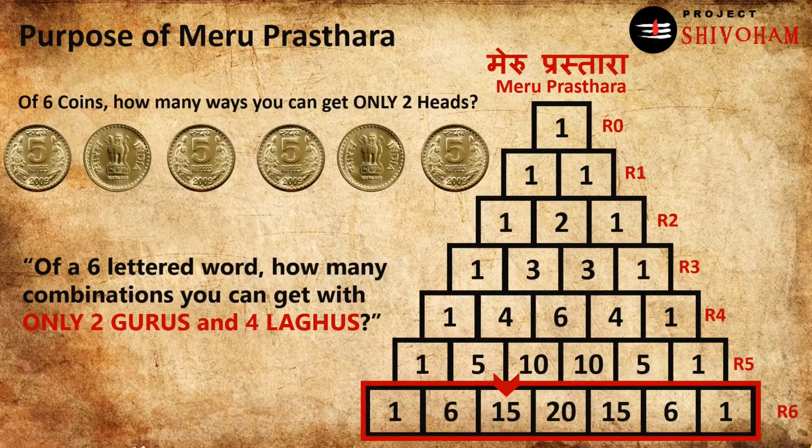In the previous algorithm, 2 to the power of n gives you all the possibilities of writing a word. Here in a 6-letter word, 2 power 6 is 64. That means you can write in 64 different ways, irrespective of how many laghus or how many gurus are there. A 6-letter word can be written in 64 different ways. But if you specifically want 2 laghus and 4 gurus or vice versa, then this table is to look up and understand how many ways you can write that expected combination of laghus and gurus. And that is the purpose of Meru Prasthara.